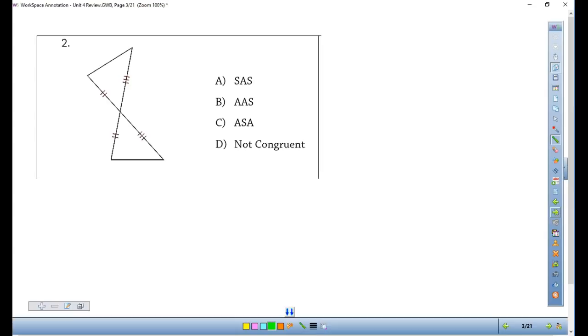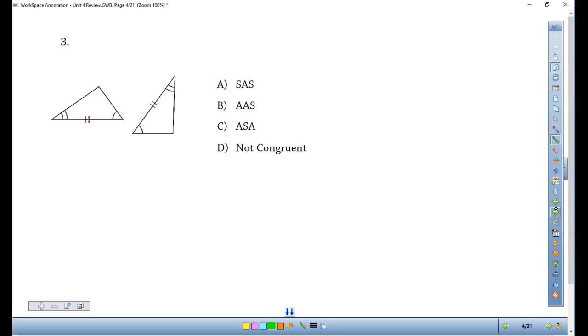Okay, for number 2, we know that before we make any decisions, we always can mark vertical angles congruent. And so in this case, on each triangle, we have 2 sides and 1 angle marked, and the angle is in between those 2 sides, so that is side angle side. Choice A on the study guide.